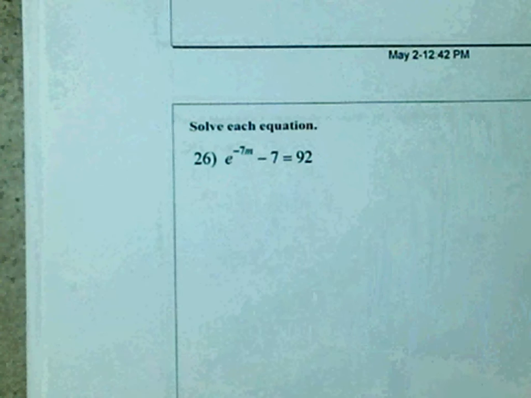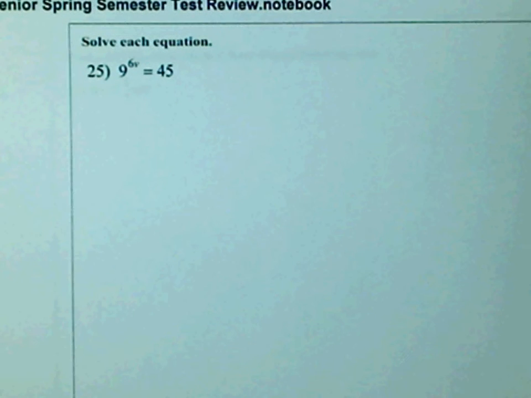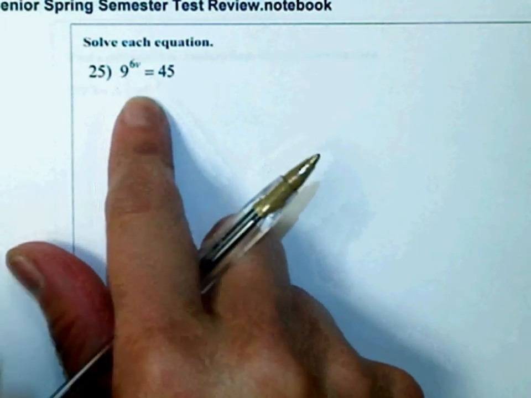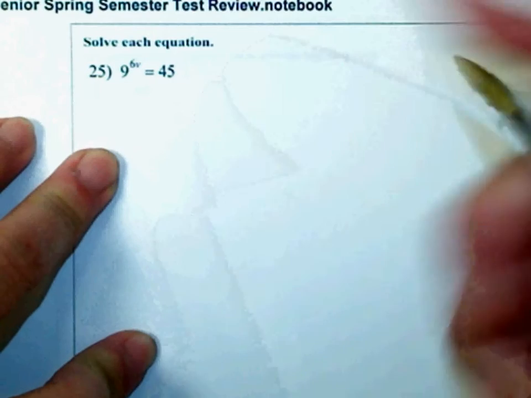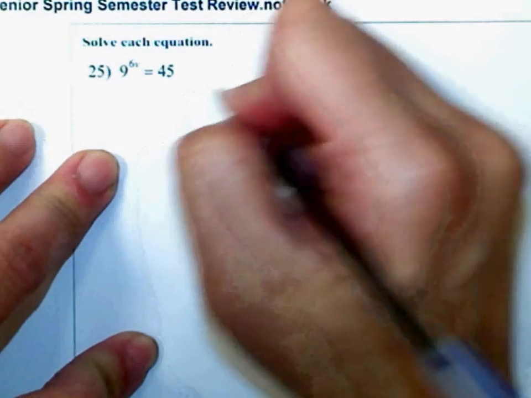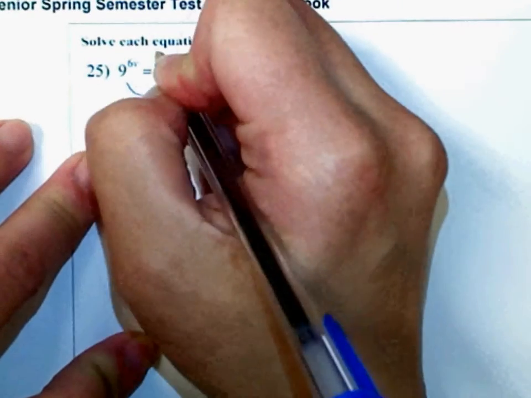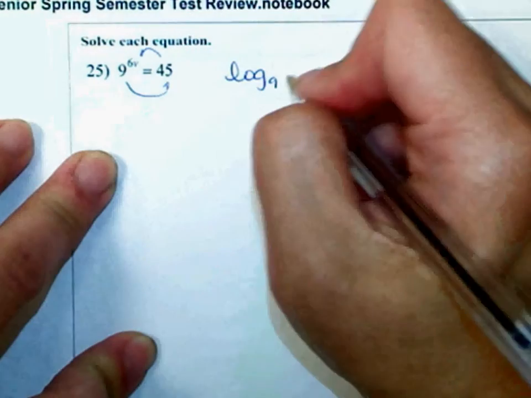Number 25. You are to solve each equation. We're solving for V. V is in the exponential position, so you have to rewrite this. I will use my log to help me. So, you'll have log base 9 of 45 is equal to 6V. Remember how I keep showing you that rotation?